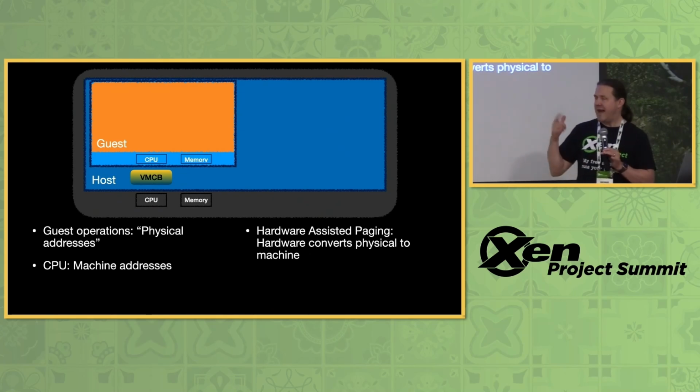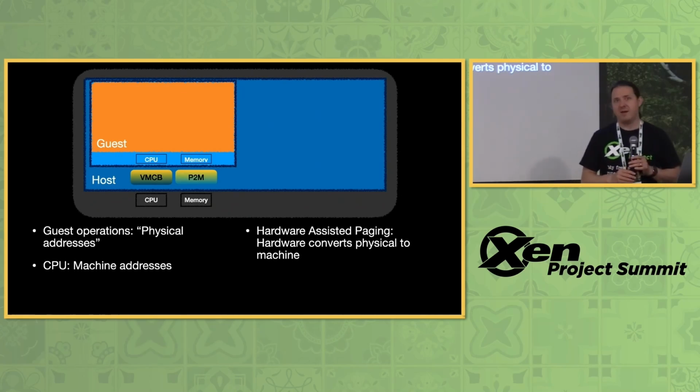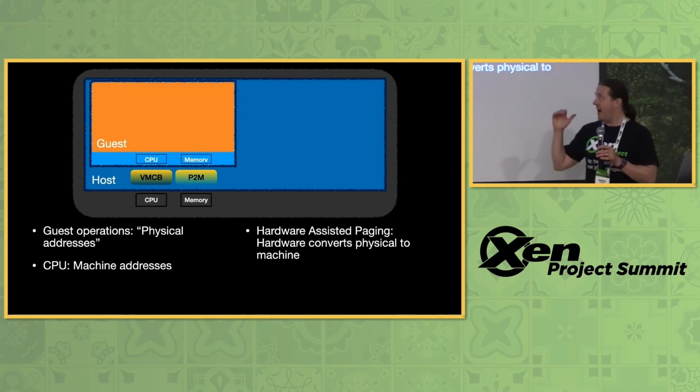Obviously, the actual processor, in order to do any operations, needs to use the machine physical addresses. So you have to convert the guest physical addresses into machine physical addresses somehow. This is done with a P2M. The hypervisor will have its idea of the mapping of the guest physical addresses to the host physical addresses.